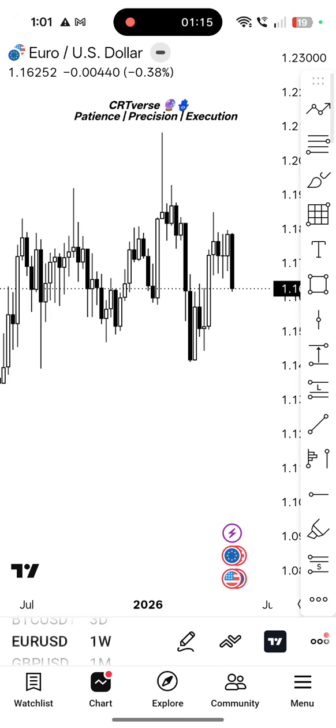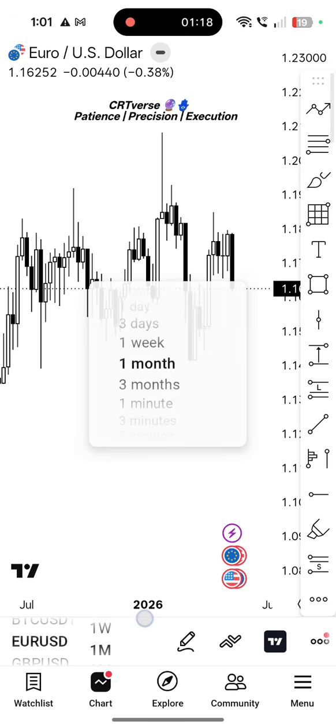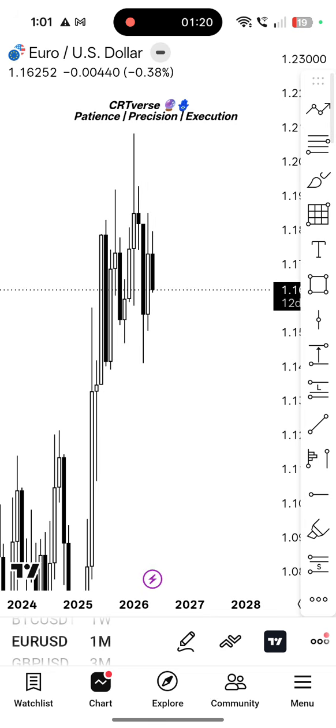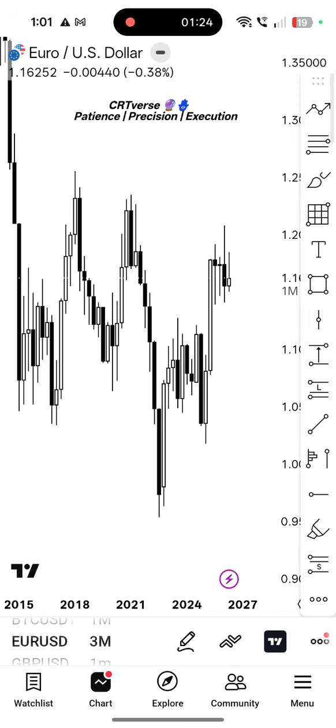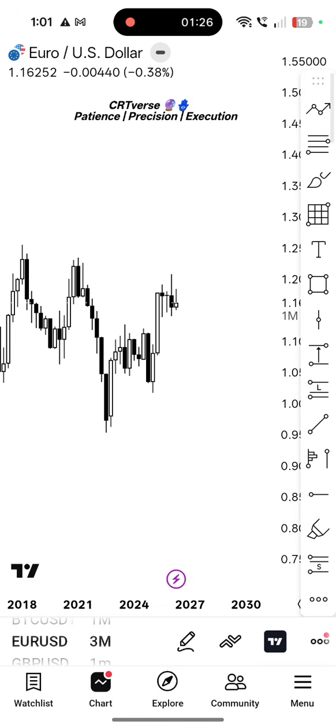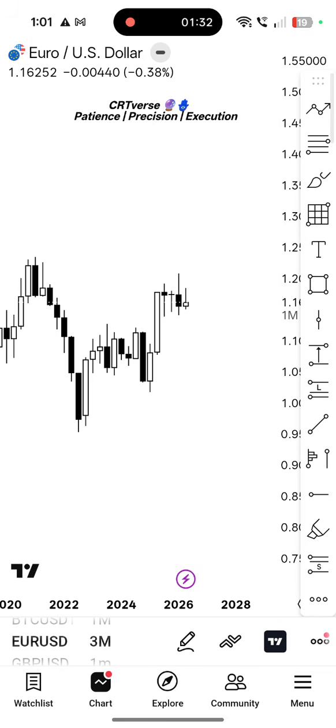All right guys, let me go from the HTF. Let's start from 3 month. Usually I go from 3 months and then 1 month and then week. Okay, that is my sequence. This is the 3 month chart now.